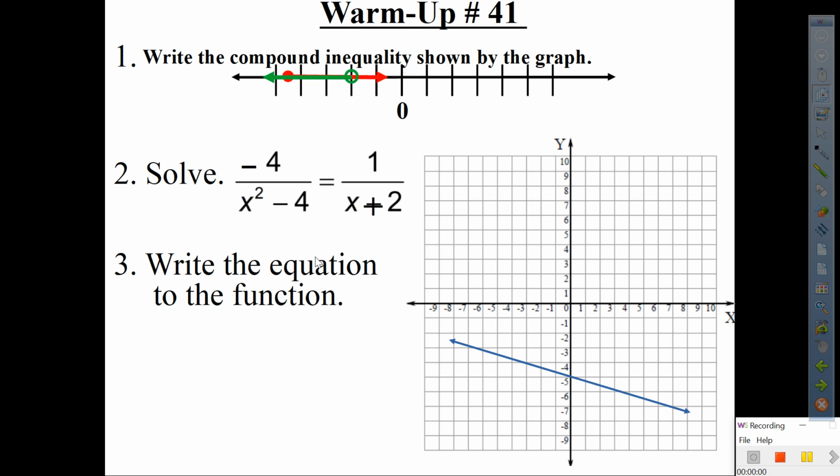And for number 3, it says write the equation of the function, and they give us a coordinate plane and a blue line. I'm going to give you some reference points for that one. A reference point for that line is -3, -4. And let me give you one more, 3, -6. You can use those 2 points, graph your line going through those, and write your equation of the function. I'll give you some time for that. Copy and go.